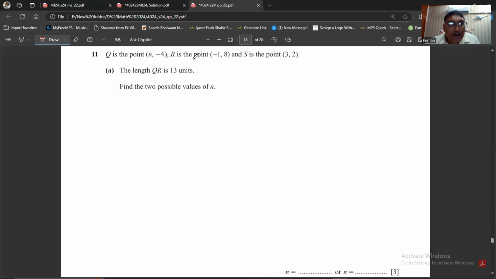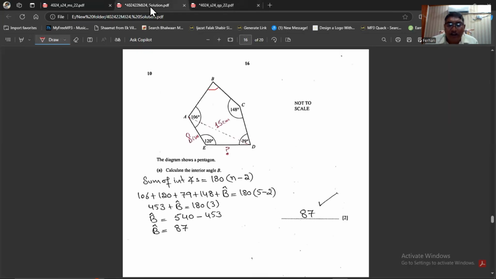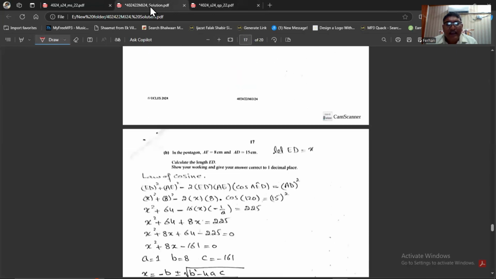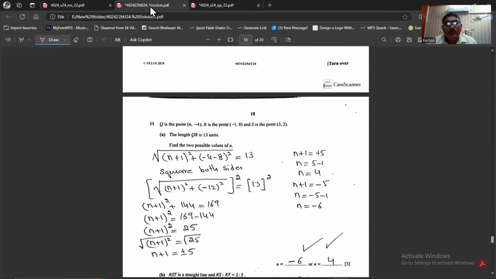The QR is 13. I know the coordinates of Q. I know the coordinates of R. I will apply the distance formula on them, and I will make that formula equal to 13. From there, I will be able to find out the value of n. So let me show you.